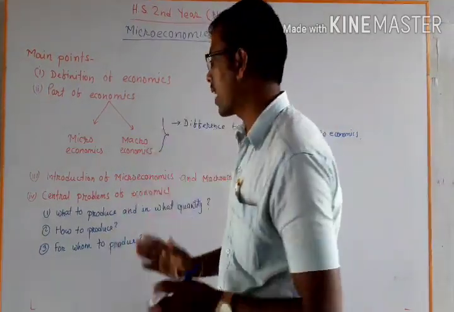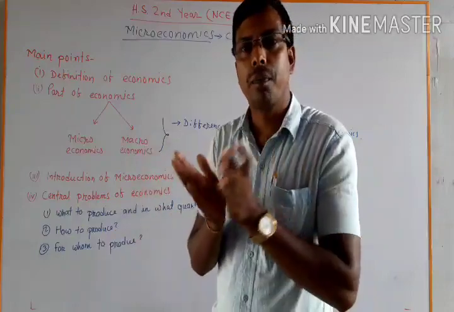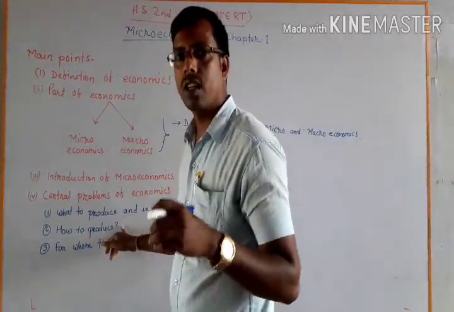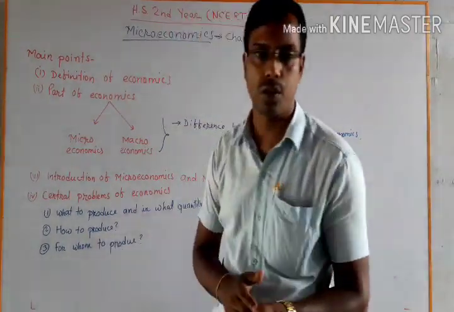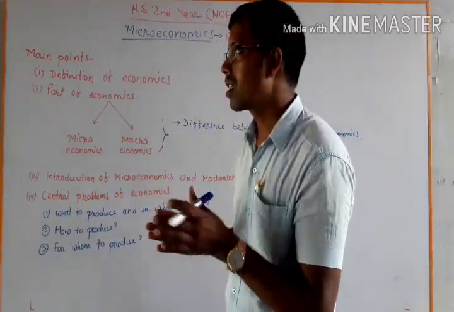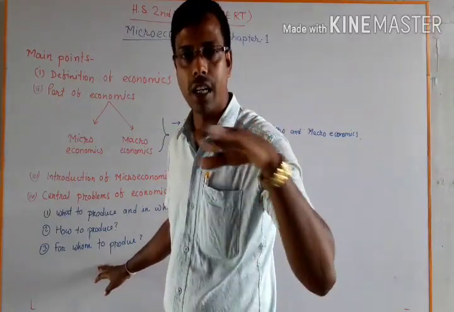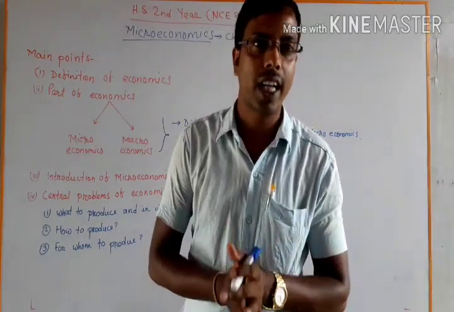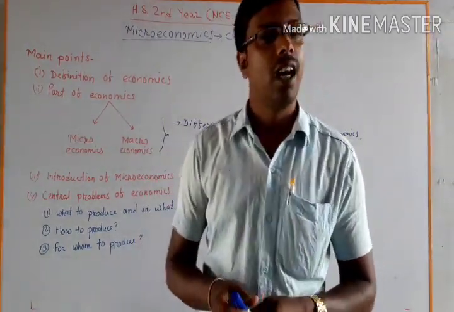And second one is how to produce. It deals with the methods by which the goods are going to be produced. And third one is for whom to produce. That means what income level of people. Suppose we are going to produce for a rich person, for a middle class income level person, or for a poor person.